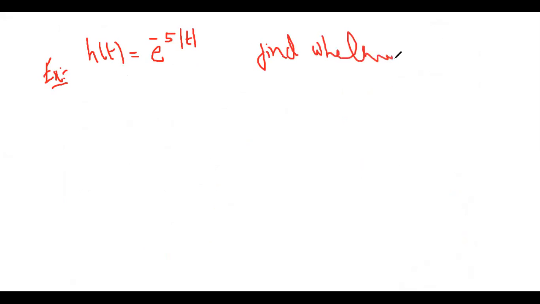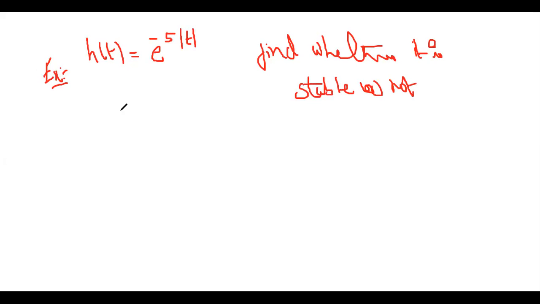The next one, given the h of t is equal to e power minus 5, the magnitude of the t. Okay. How to find out whether it is a stable function or not. Stable system, not the functions, it's stable system. Find whether it is stable or not. Stable system or not.